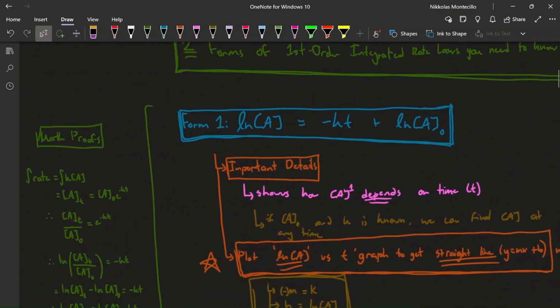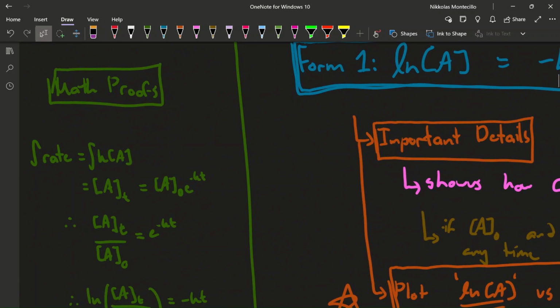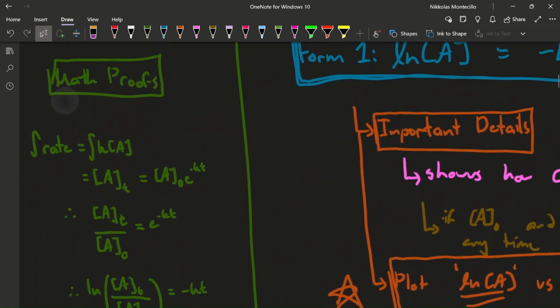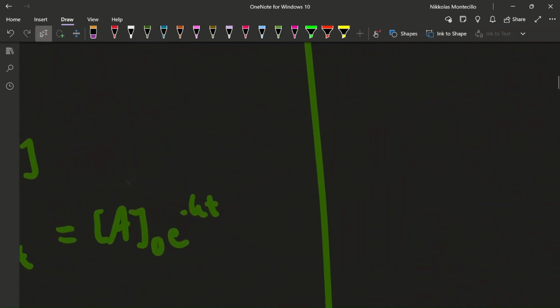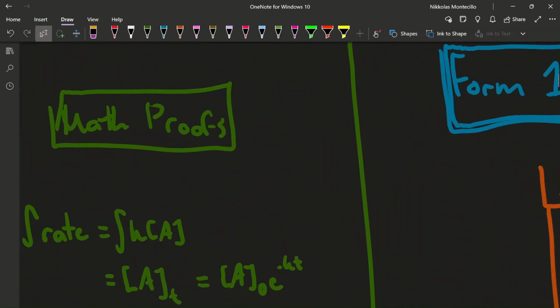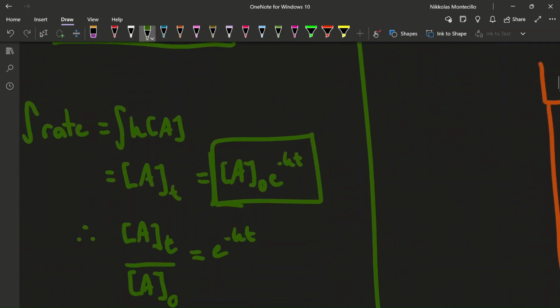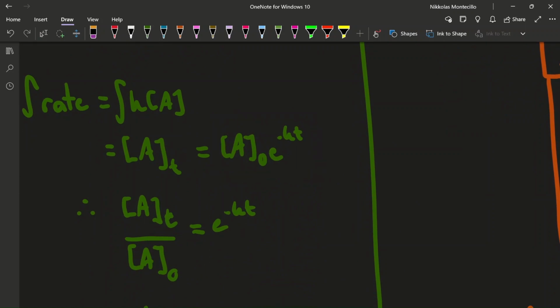Okay, and this is just a mathematical proof showing that this exists. So let's say, for example, we want to integrate the rate, and this is what we get, as we've seen before, the first order integrated rate law. What I did here is I essentially moved the initial concentration to the left side. I moved this here.